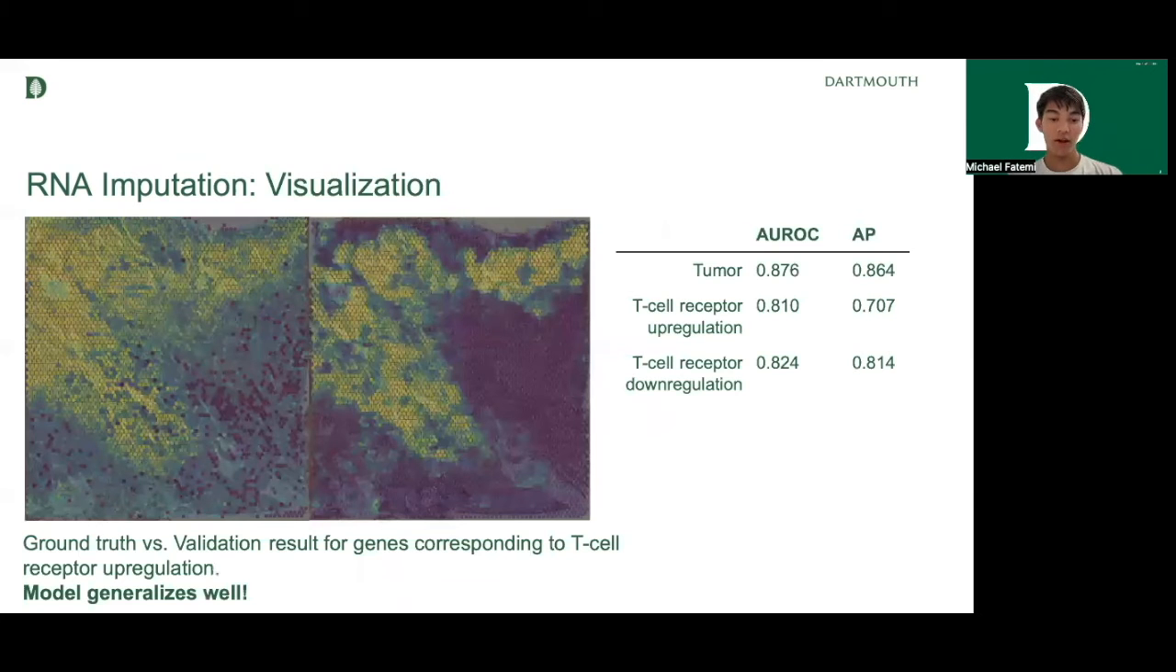Here's a visualization. On the left, we have a log scale heat map of the maximum gene expression of any gene associated with T cell receptor upregulation. And on the right, we have the output probabilities for the dichotomized classifier for that gene subgroup. This demonstrates the model generalizes well to unseen data, because this is a validation slide.